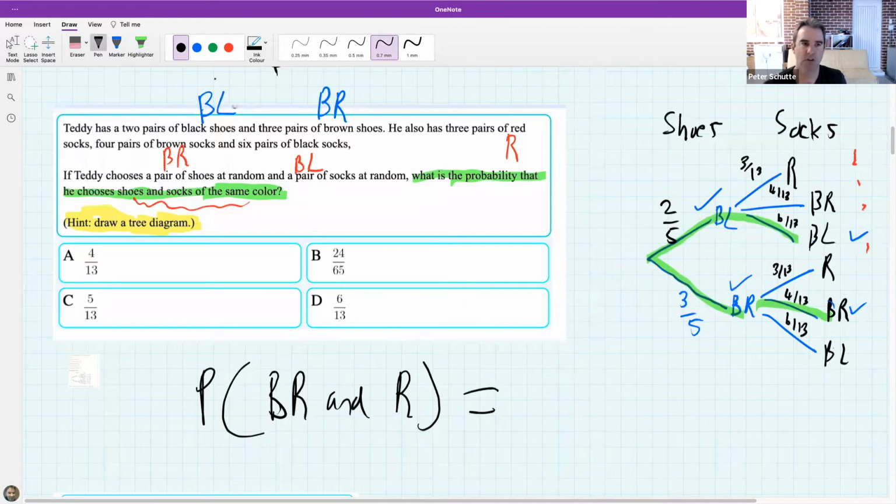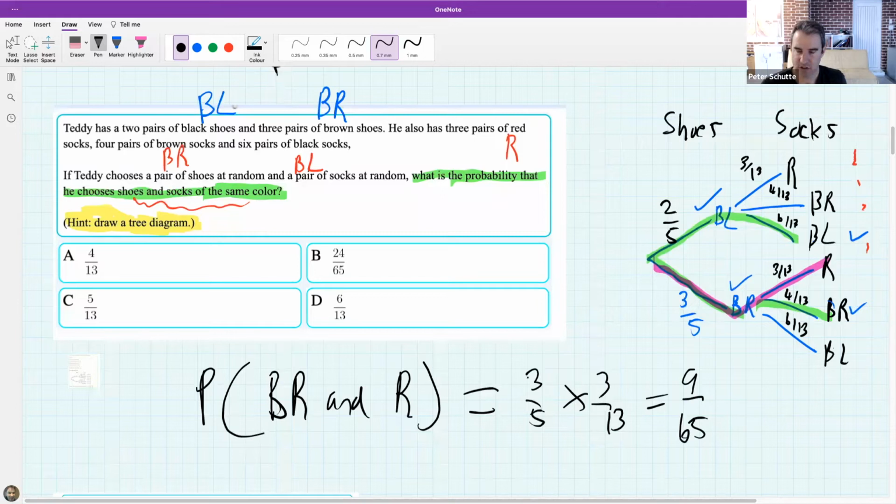So which branch of the tree am I looking at now? Brown shoes and red socks. Now, is it possible for another of the branches to work? No, I only see one branch. And so what I'm going to do is go 3/5 times 3/13, which is going to be 9/65. Okay.